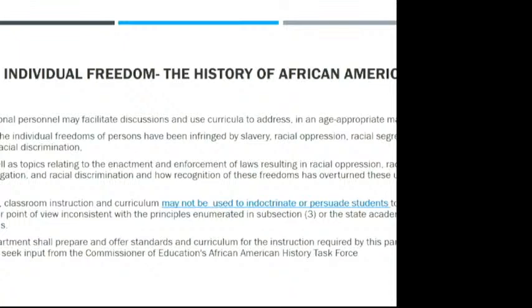This is more about instruction as it relates to the African American history topics. And this is where you see in blue what you keep seeing in the press, that none of these topics may be used to indoctrinate or persuade students to a certain point of view. And they are going to create some new instructional standards for us to follow, and they're going to consult with the Education Commissioner's African American History Task Force.